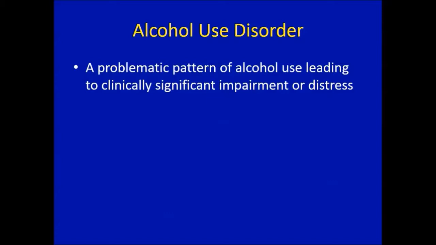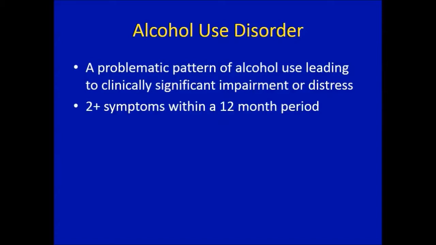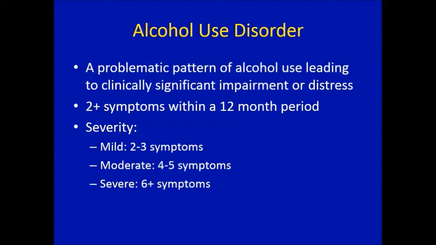And specifically in the DSM, we're going to require that this be manifested by at least 2 symptoms occurring within a 12-month period. And we can characterize alcohol use disorder in terms of severity on the basis of how many symptoms a person is experiencing. So a mild alcohol use disorder would be characterized by 2 or 3 of the following symptoms. 4 or 5 symptoms would be classified as a moderate alcohol use disorder, and 6 or more symptoms would be classified as a severe alcohol use disorder.